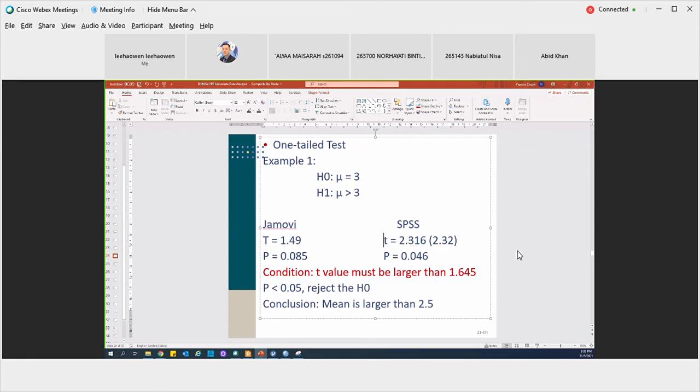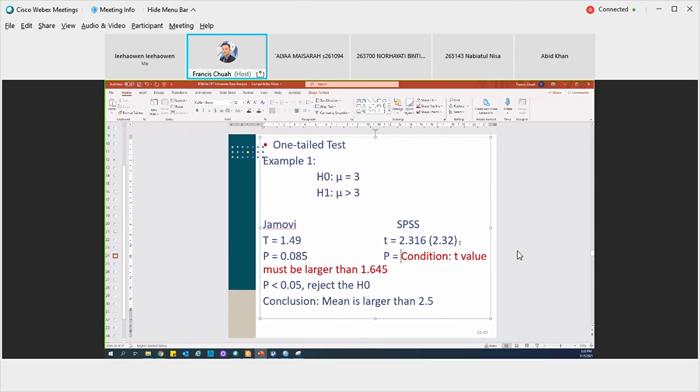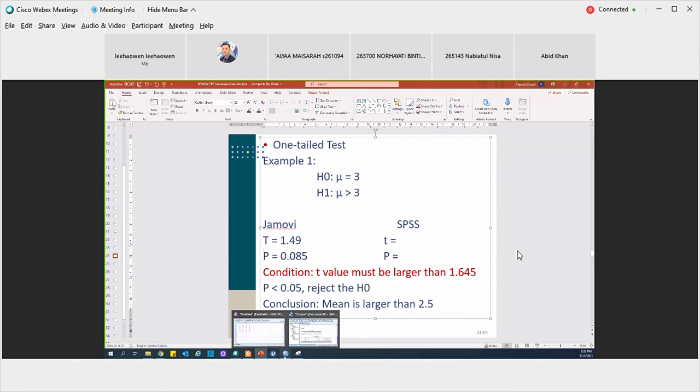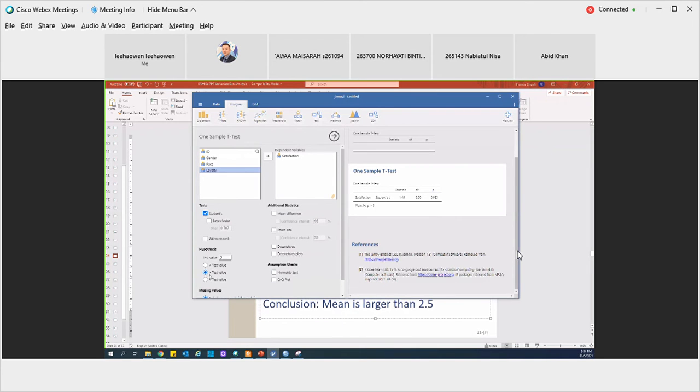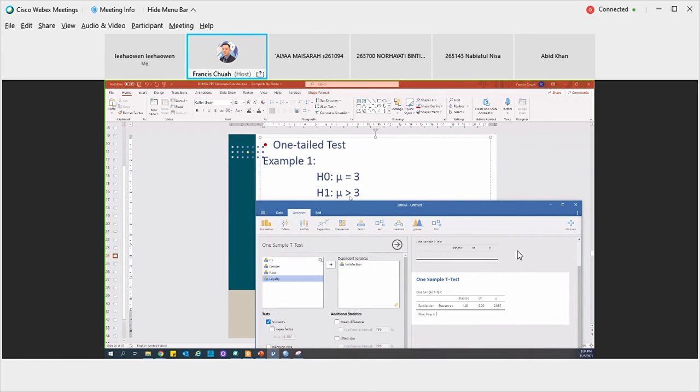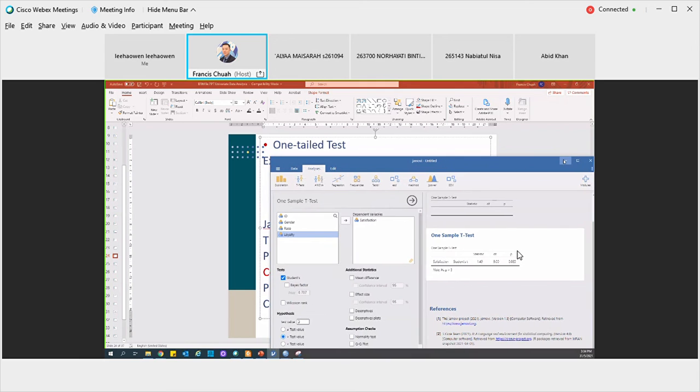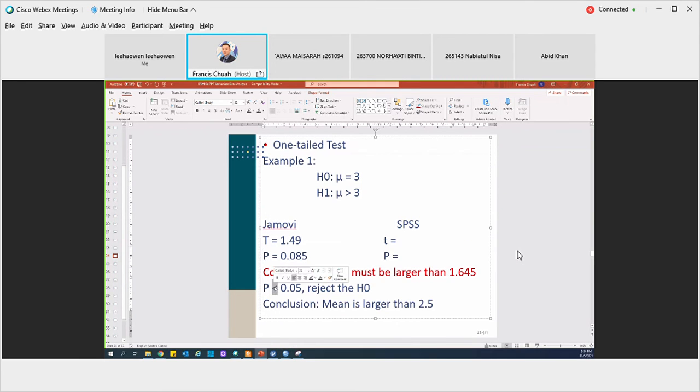So this one, I put it on hold. Now, I speculate something like this: mean equals 3 or mean is larger than 3. So what now? My p is larger than 0.05, so I fail to reject the H0, meaning to say that my mean is 3. Correct.